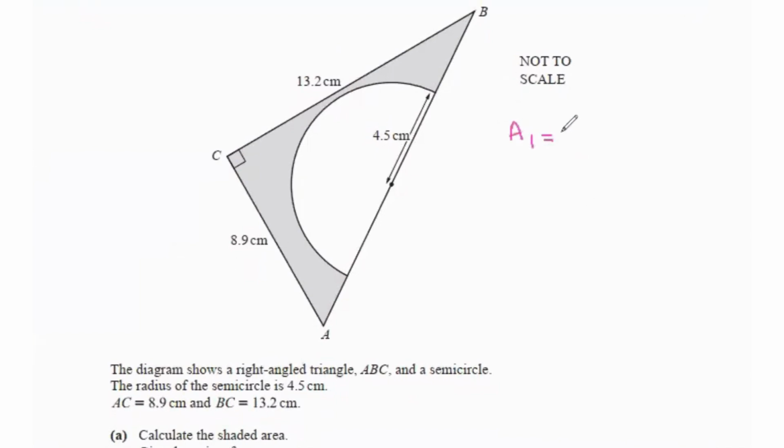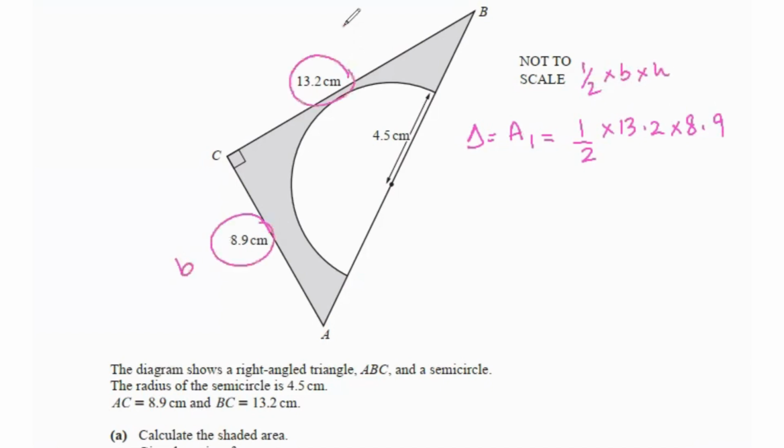area 1 is going to be the area of the triangle. So that's going to be 1 over 2 times 13.2 times 8.9. The formula we're using is 1 over 2 times base times height. This is your base and this is your height. So when we solve that, we get 58.74 centimeter square.